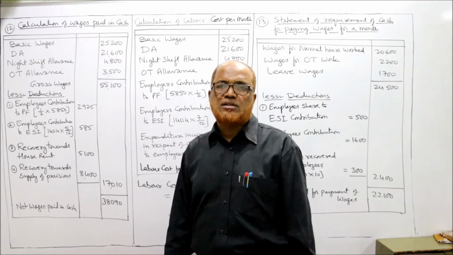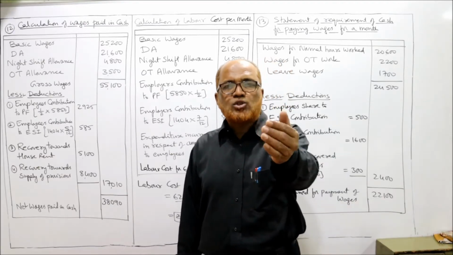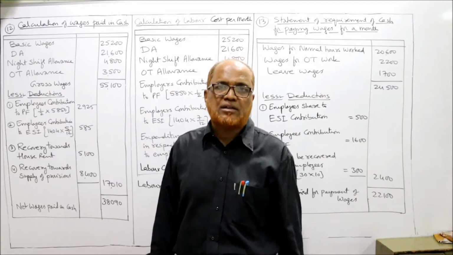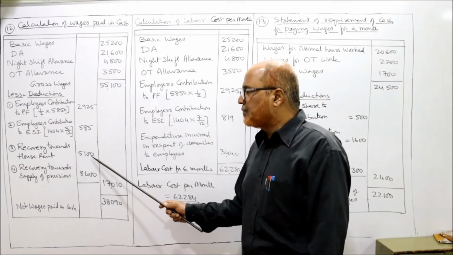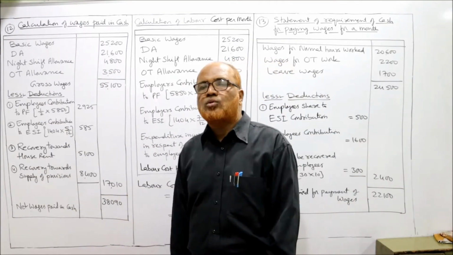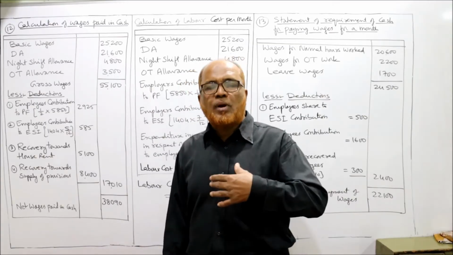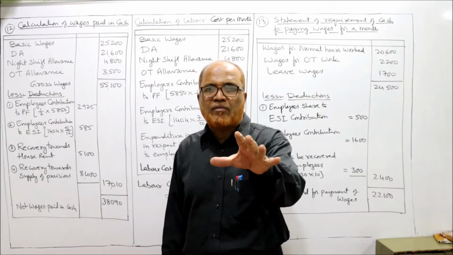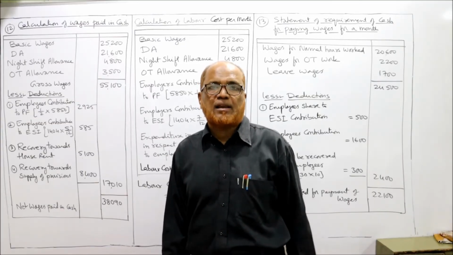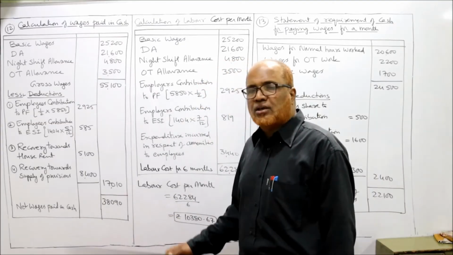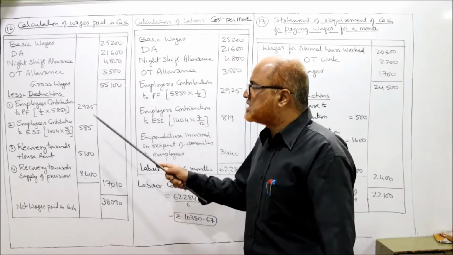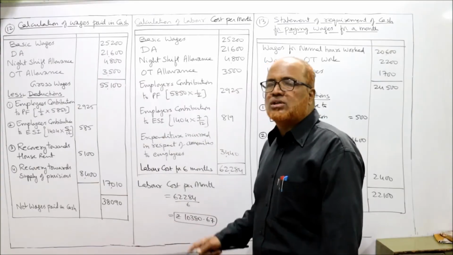Recovery towards house rent. Some amount has to be deducted from the wages and salaries of the employees on account of house rent. So deduction on account of house rent is 5,100. Recovery towards supply of provisions. Some provisions are also supplied by the employer to the employee. For the supply of provisions, deduction has to be made from salary and wages. How much? 8,400. The total deductions required from wages and salaries are 17,010.